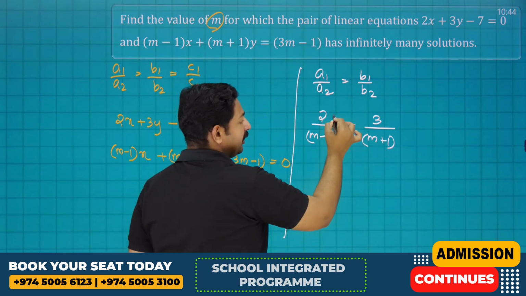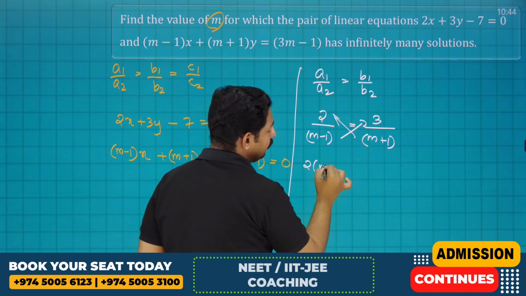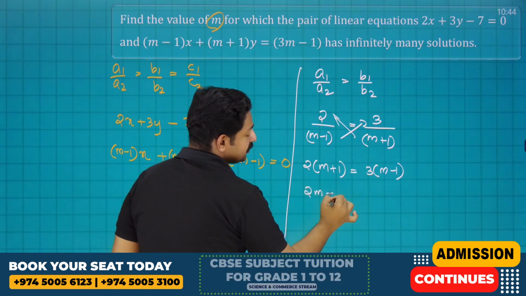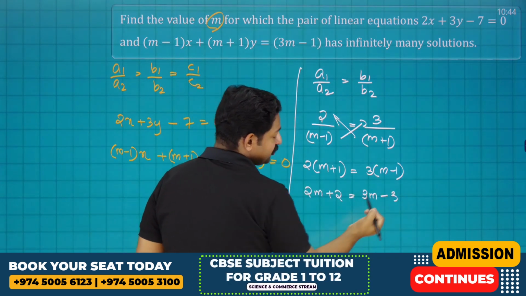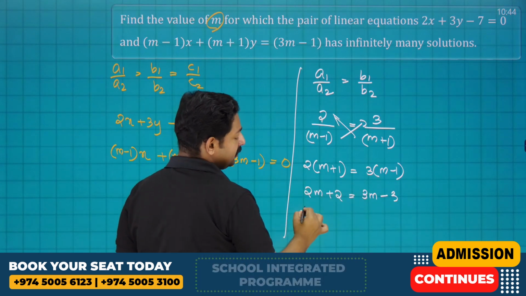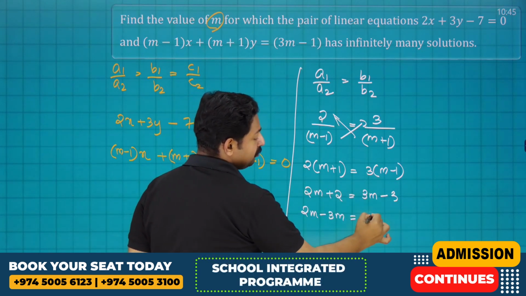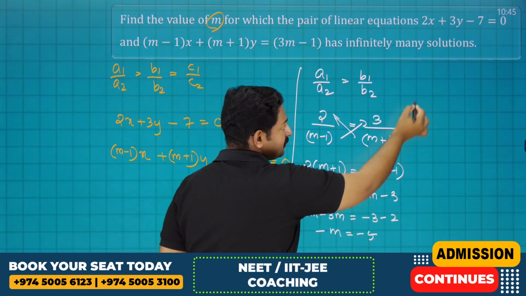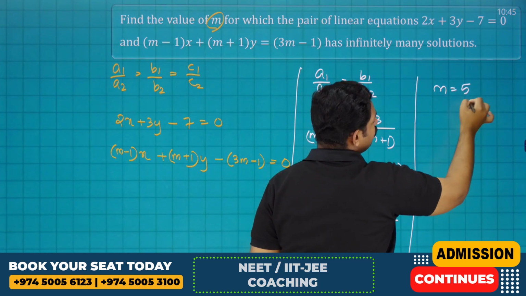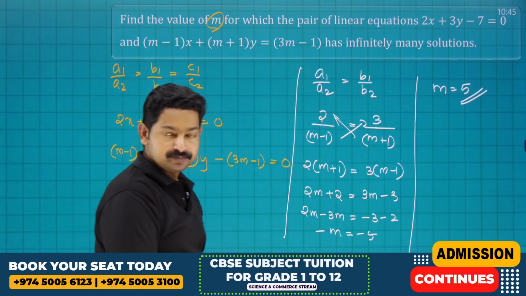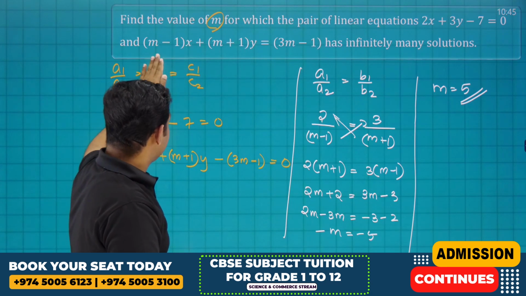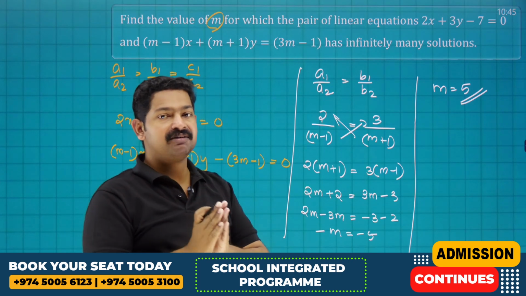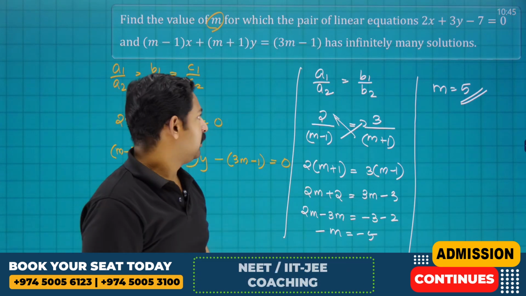Okay, now what we can do? We can cross multiply. If you cross multiply, you will be getting 2 into m plus 1 is equal to 3 into m minus 1. So 2m plus 2 is equal to 3m minus 3. You are bringing 3m to the left side. So 2m minus 3m is equal to minus 3 minus 2. Minus m is equal to minus 5. So the value of m is equal to 5. Easily you got it. Like this you can check the second one, b1 by b2 and c1 by c2 also. Then also we will be getting the value of m is equal to 5 only. So at last we can consider the value of m is equal to 5 only. Okay, so that's it.